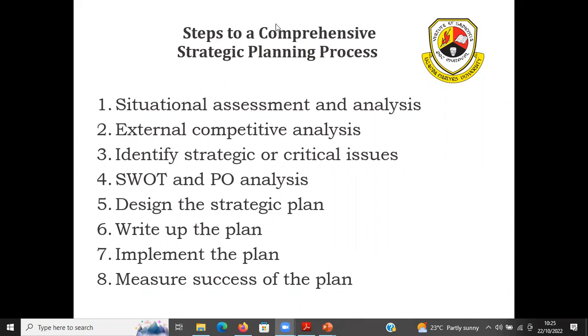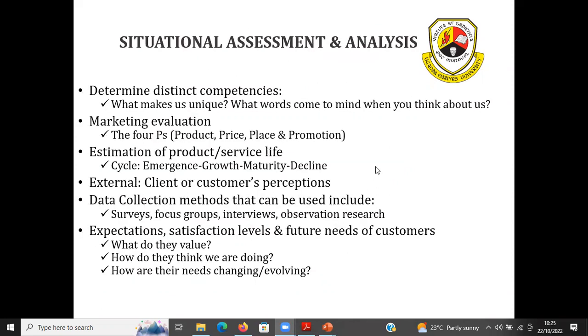So these first two steps guide us to identifying our strategic goals, what we need to do. Then we carry out a SWOT analysis. So the SWOT analysis is fed by the first two steps as well. We design the strategic plan, write up the plan, implement, and measure for success. So let's go through these in detail.